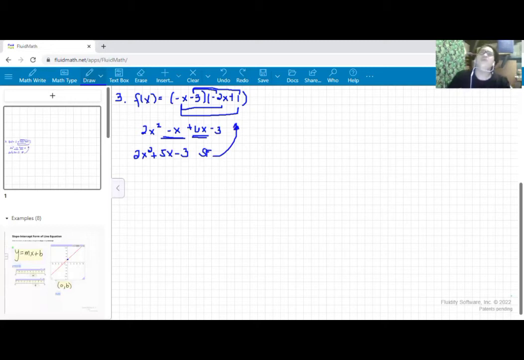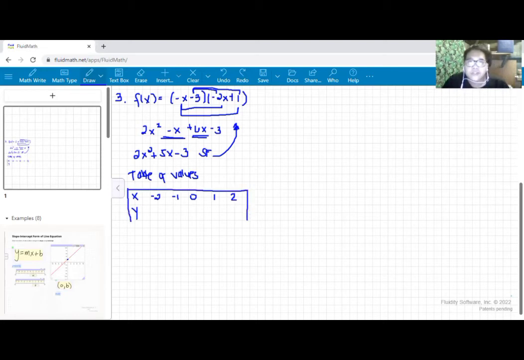So this is now the standard form of this expression, and we can now create our table of values. Let's write the table of values here. A table of values is composed of x and y. Let's use negative 2, negative 1, 0, 1, and 2. For this one, we need to solve it. Wait, let me write the box first.